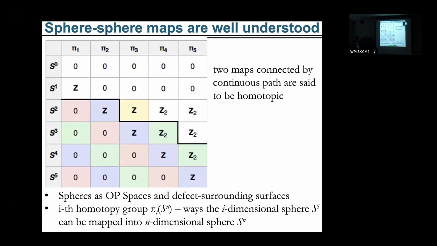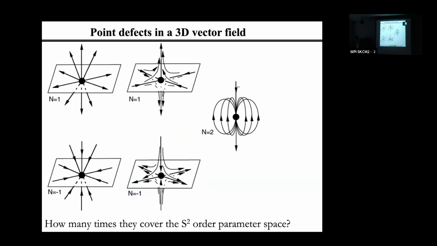Again, this table that you see here, which describes homotopy groups for different sphere-to-sphere mappings that we can have, tells us what defects and what topological solitons are possible, as we have these multidimensional configurational spaces corresponding to n-dimensional spheres and order parameter spaces corresponding to n-dimensional spheres.